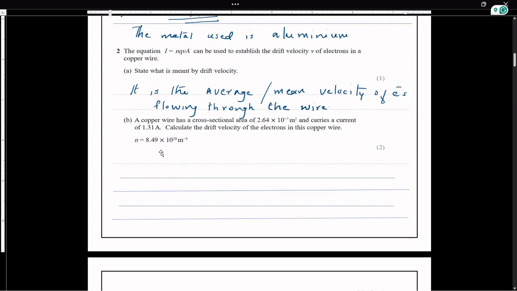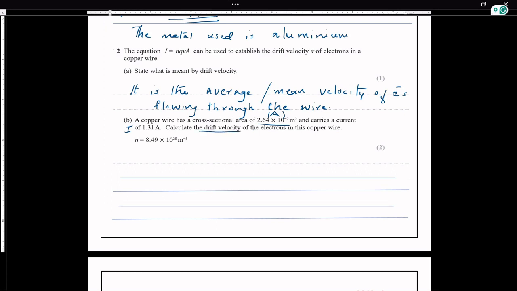Now let's move on to the next part of the question. A copper wire has a cross-sectional area. So whatever it is given, let us symbolize it. It is cross-sectional area A and carries a current. So it carries a current here. You have to calculate the drift velocity and N is also provided.